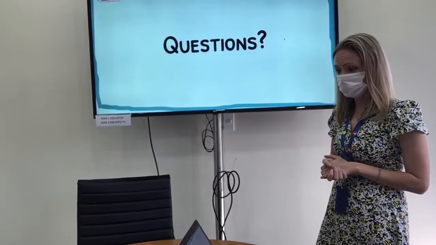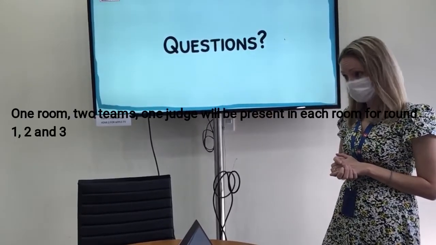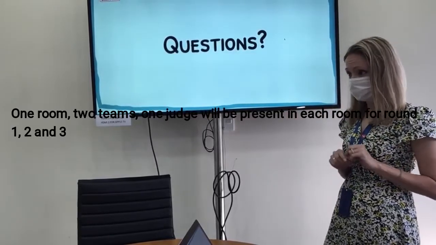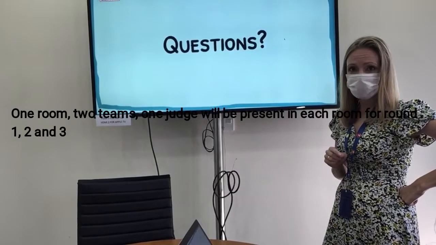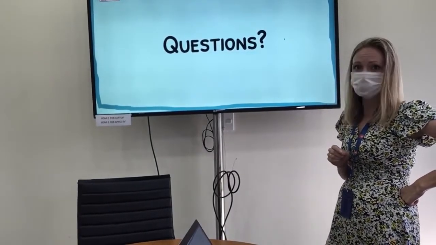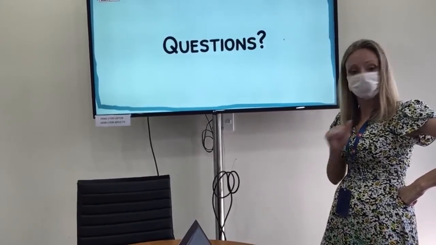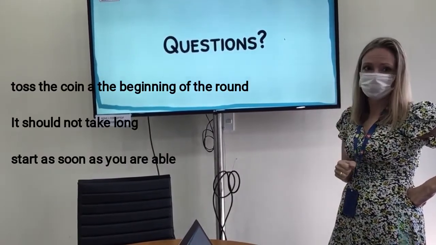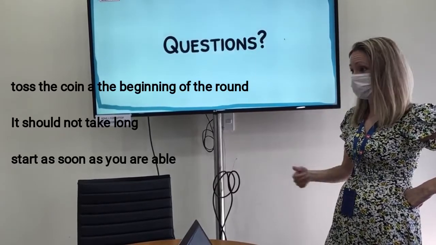Any other questions? So one team will have one judge, right, for round 1, 2, and 3? Correct, yeah. Two teams, one judge. So once again, we're tossing the coin at the beginning of the round. Yes, that allows the kids to start the round, and then we toss the coin, and that will take probably a minute. And then the kids shouldn't have too much time to prepare.